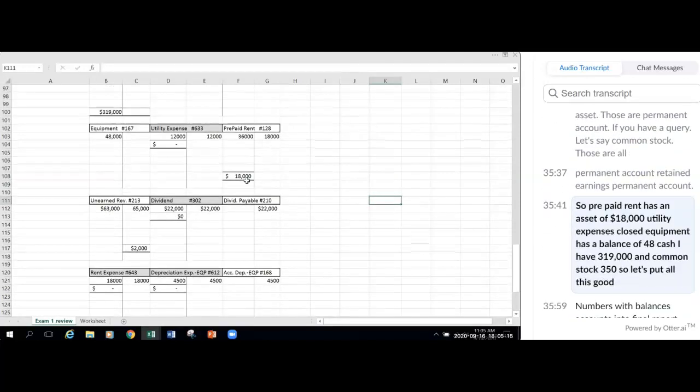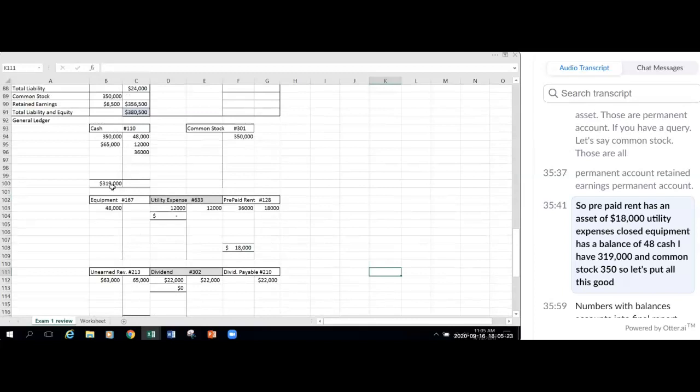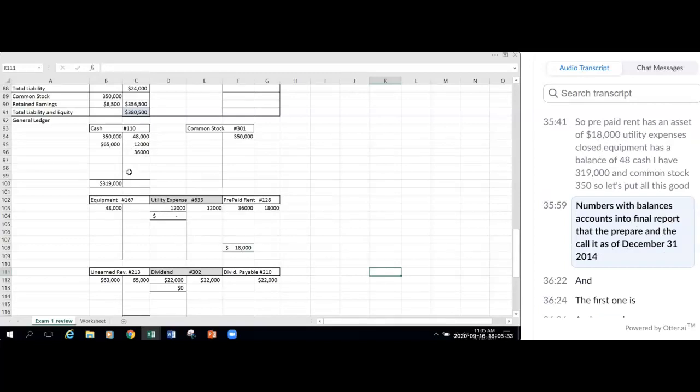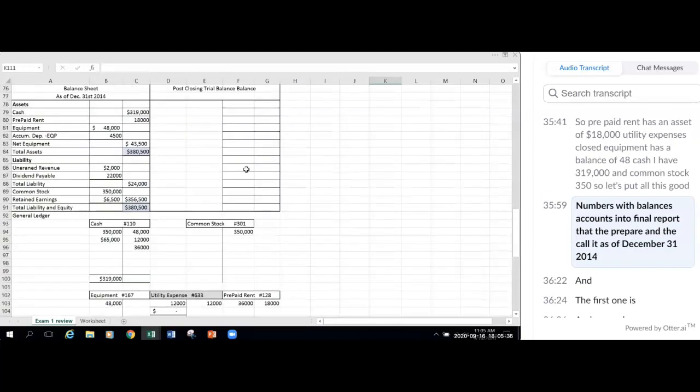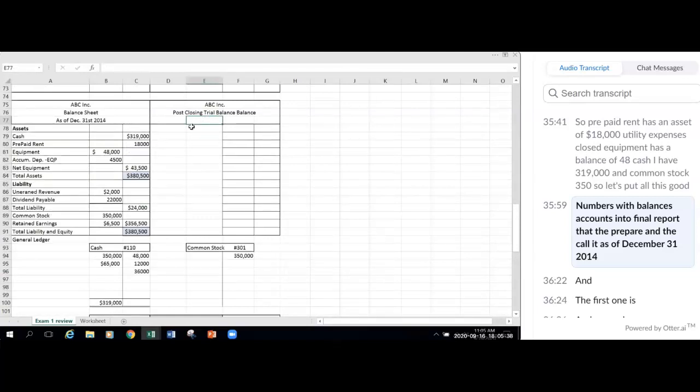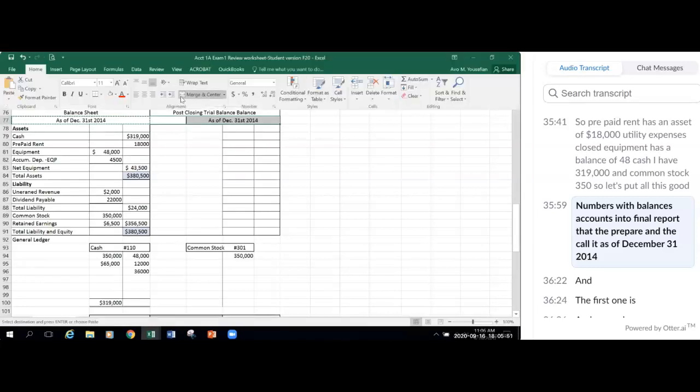So prepaid rent has an asset of $18,000. Utility expense is closed. Equipment has a balance of 48. Cash, I have $319,000. And common stock, 350. So let's put all these good numbers with balances accounts into the final report that we prepare, and we call it as of December 31st, 2014.